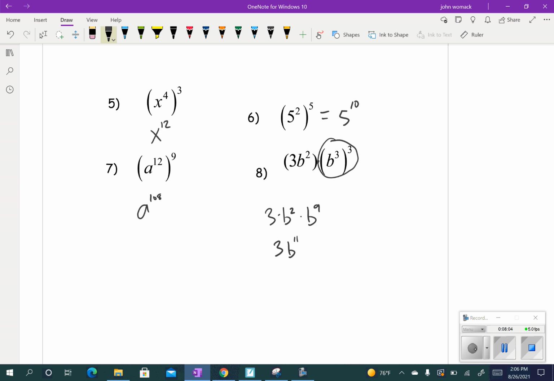Okay, got a new table here. We're going to do the exact same thing. Go ahead, pause the video, write down this table, and we're going to do the expanded form, and then we're going to write them with a single base.